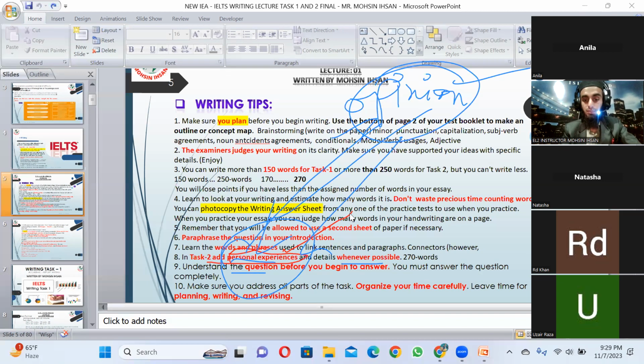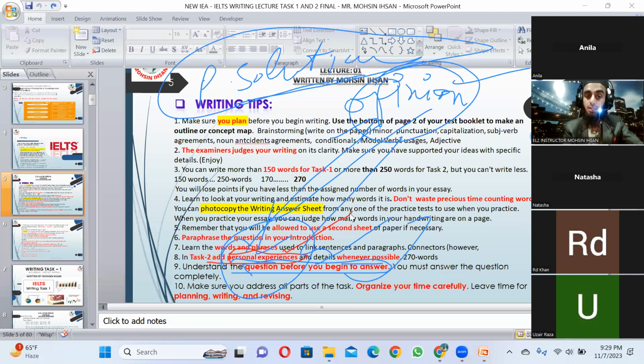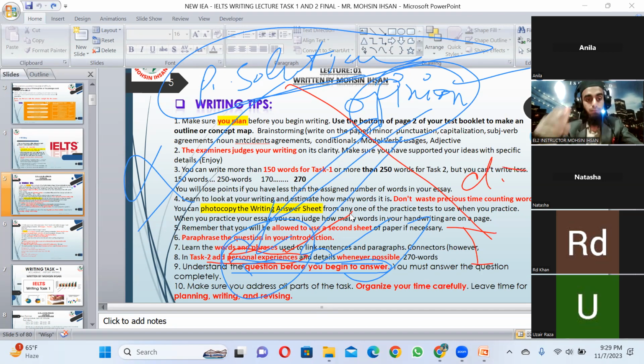Next, understand the question before you begin to answer. This is also very, very important. If the question is asking to discuss problems and solutions, and you're talking about advantages and disadvantages in the IELTS writing essay, it is again totally irrelevant. And if the question is asking for advantages and disadvantages, and you are talking about I totally agree, I totally disagree, so something else you are discussing, not what was asked within the question, right? Now this is again irrelevant.